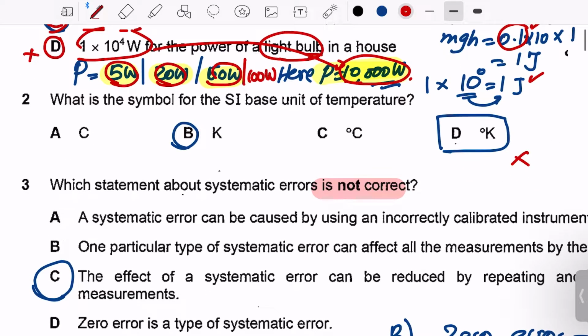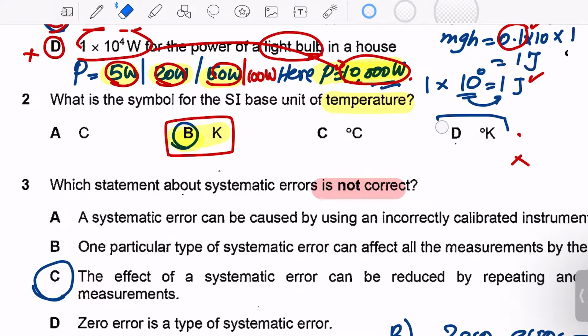Question number 2 is tricky because we know the temperature SI unit is Kelvin, but here in answer D, Kelvin has a degree sign like Celsius. This 0 should not be there. So answer D is wrong. It's very much possible you made a mistake by choosing answer D, but the correct answer is answer B. So I will remove this.